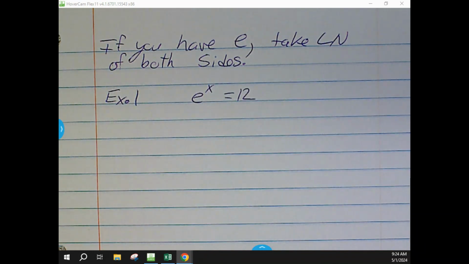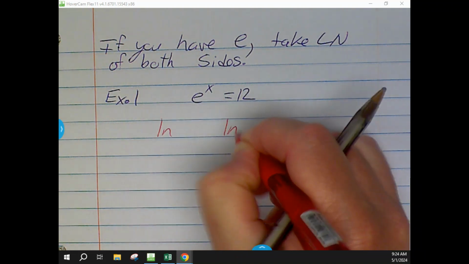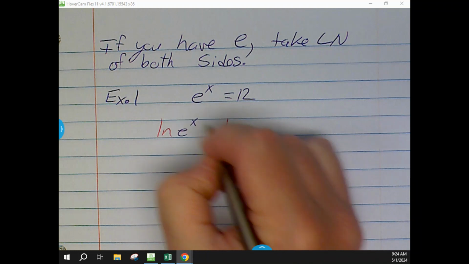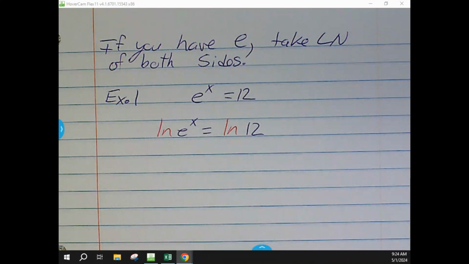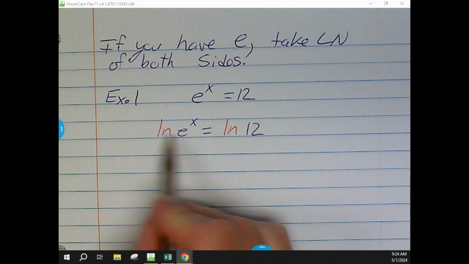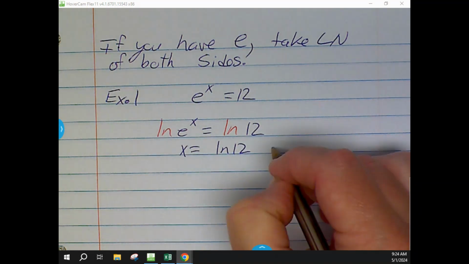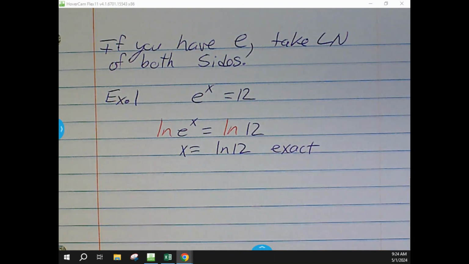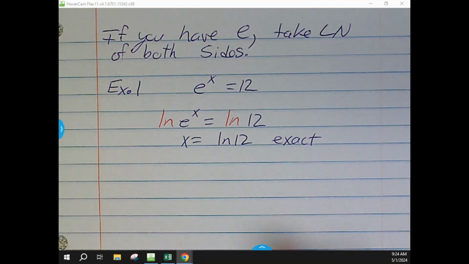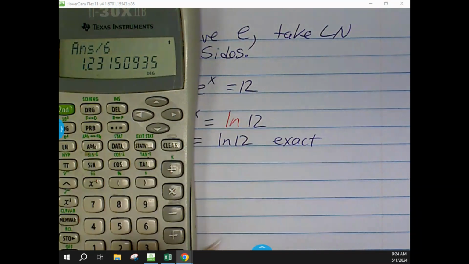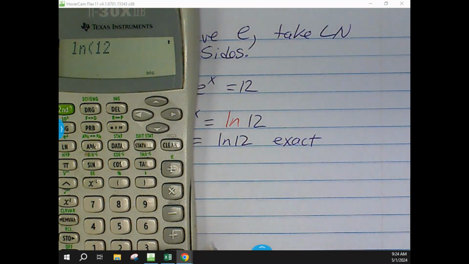So if you have e to the x equals 12, we're going to throw in an ln. So we have the ln of e to the x equals the ln of 12. The ln and e are touching now, so that cancels out. You just get x equals ln 12. If they ask for an exact answer, that would be the answer that's exact. If they ask you to round it, now you actually take your calculator, punch in the ln of 12, and that's about 2.485.